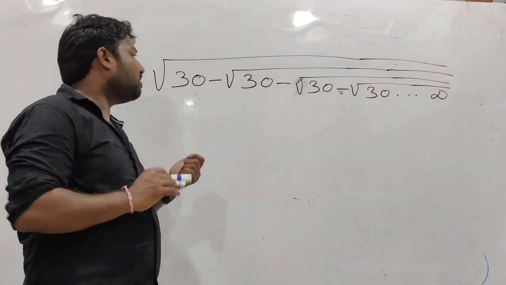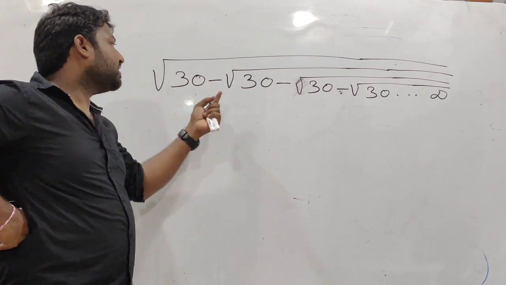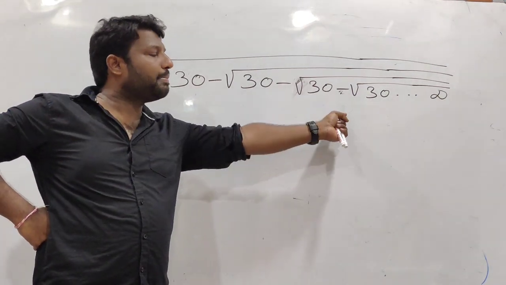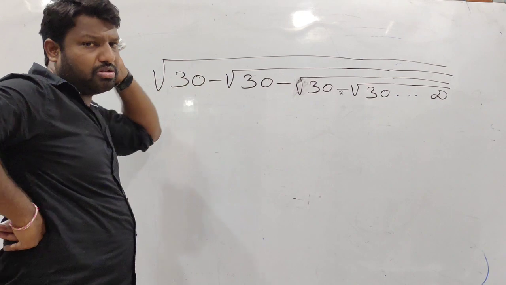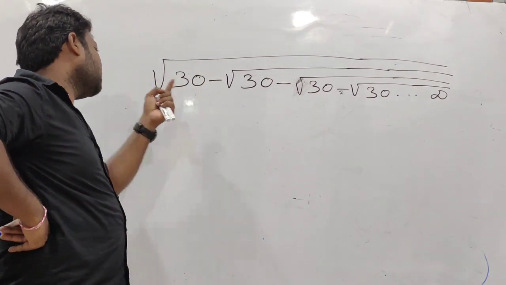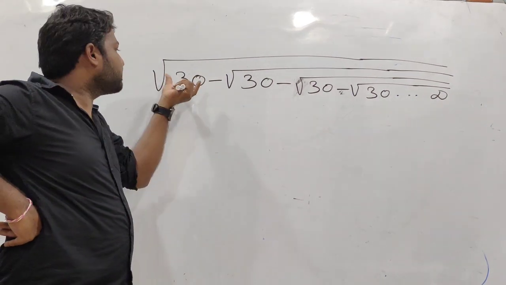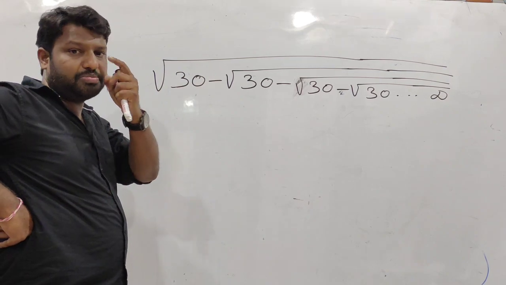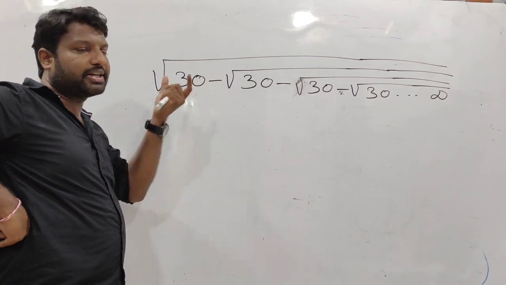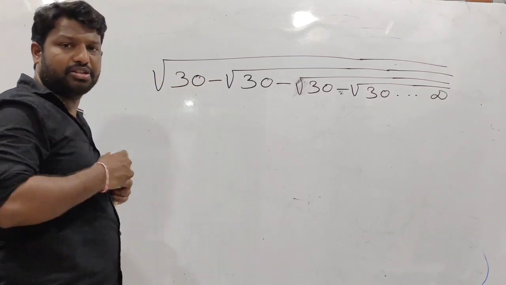Okay, now I have taken one more example. Root 30 minus root 30 minus root 30 minus root 30 up to infinity. So you have to solve this. How do you solve this? Now first I will see whether I can express this value 30 as product of two terms whose difference is 1. ఎలా అంటే 30 ని product of two terms లో రాయాలి, difference 1 ఉండాలి.